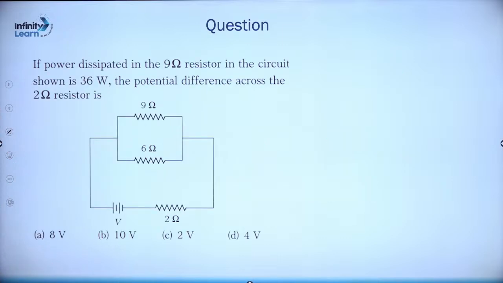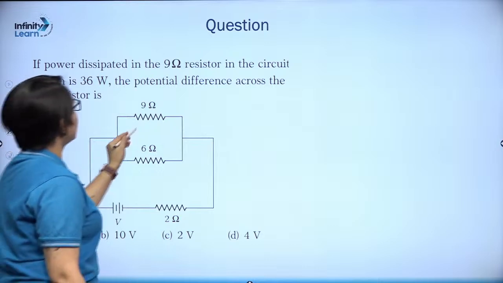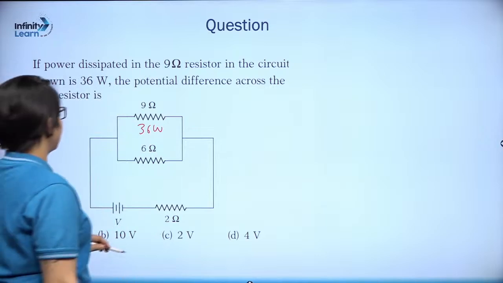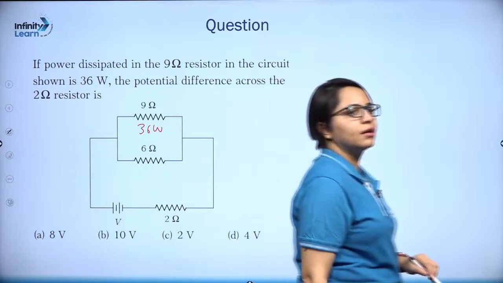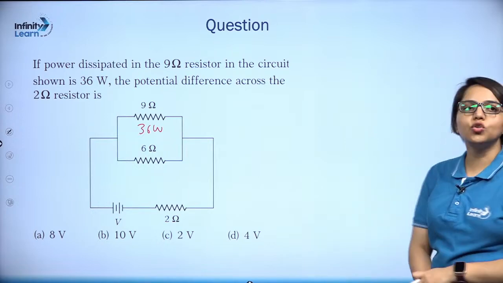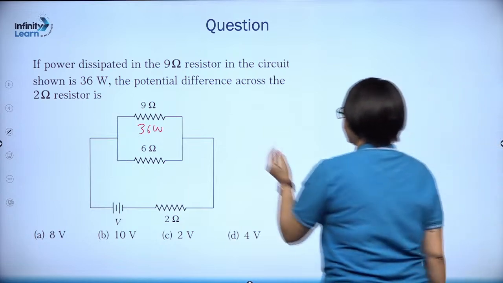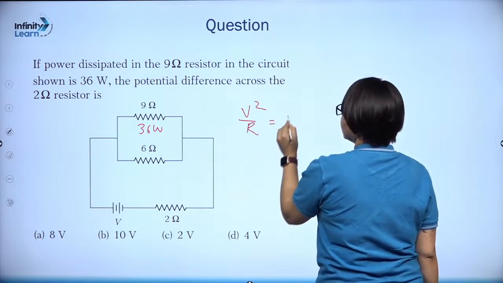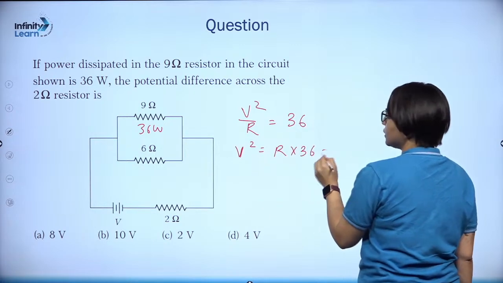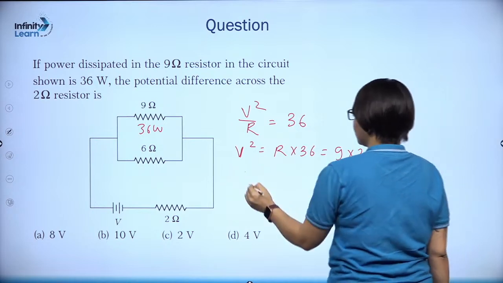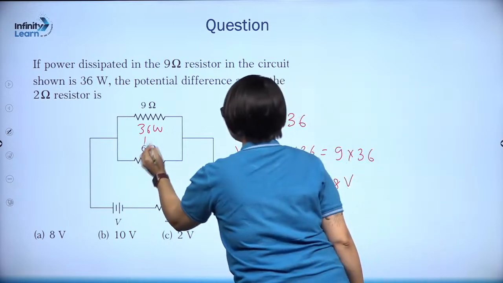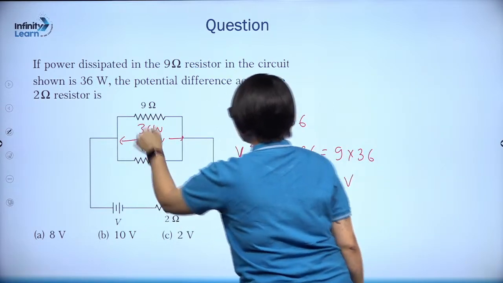If the power dissipated in the 9 ohm resistor is 36 watt, the potential difference across the 2 ohm is, okay, power dissipated in the 9 ohm resistor is 36 watt, then what is the potential difference across the 2 ohm resistor? So what is power? It is V square upon R, which is 36. So V square is R into 36, which is 9 into 36 over here. So V will be 3 into 6, that is 18 volt. So the potential difference across this 9 and 6 combination is 18 volt.